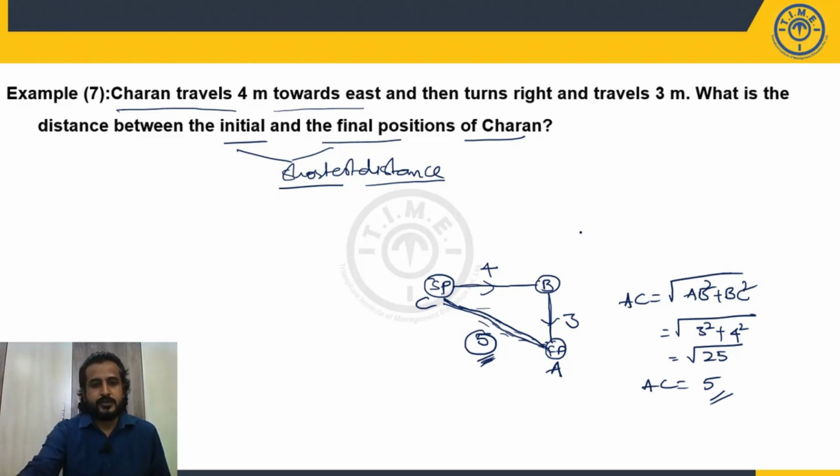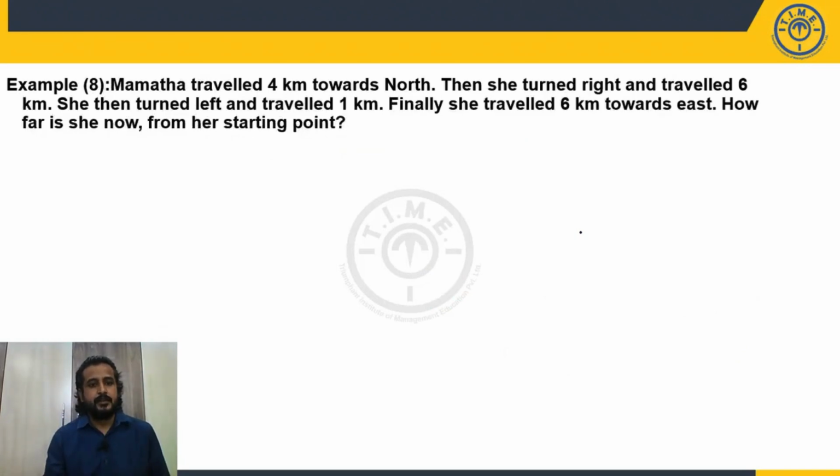Okay. Now move to question number 8. Example number 8. Mamta traveled 4 kilometers towards north, then she turned right. Let's say it is the starting point. Mamta traveled 4 kilometers towards north. North is upwards. After traveling 4 kilometers, she turned right. Let's say it is a point A. Turning right means east. She traveled 6 meters. Let's say it is point B.